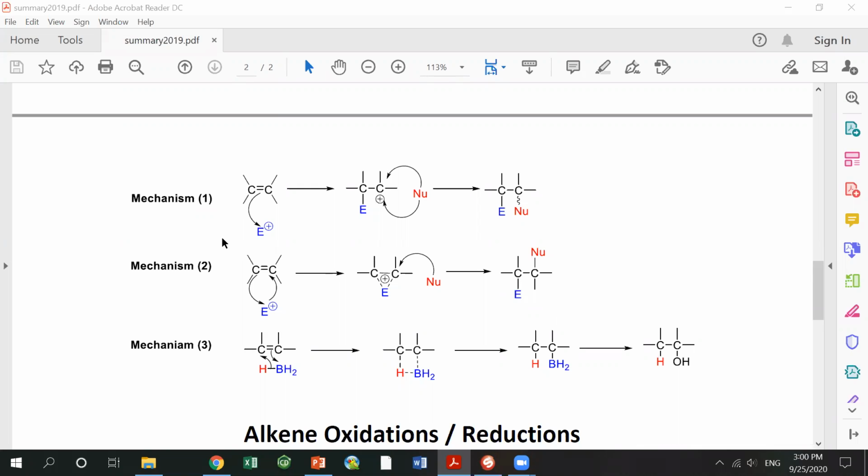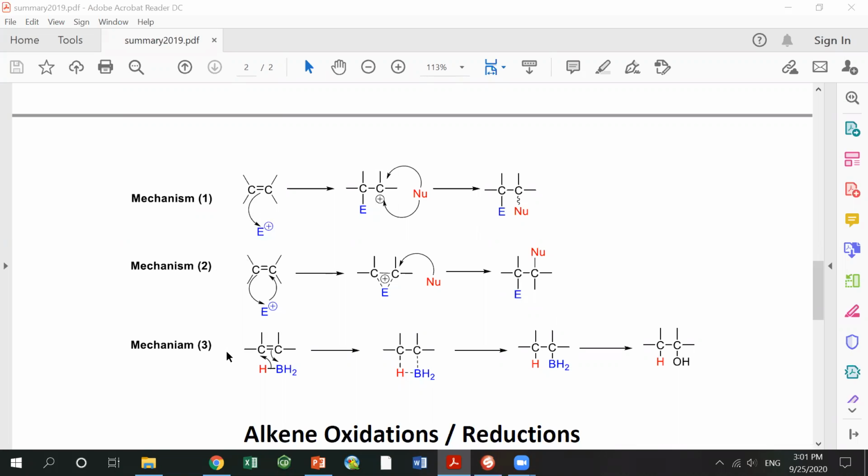For both mechanism one and two, the regiochemistry follows the Markovnikov rule. The electrophile goes to the carbon with more hydrogens attached, and the nucleophile goes to the carbon with more alkyl groups attached. You can think of the electrophile as the hydrogen.